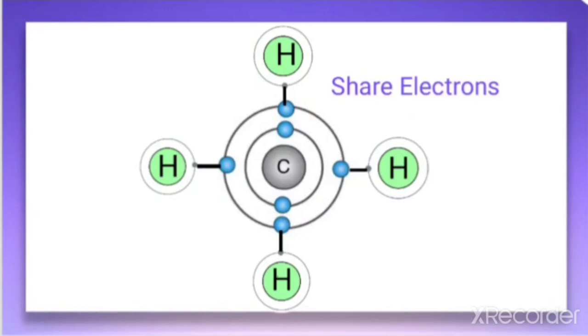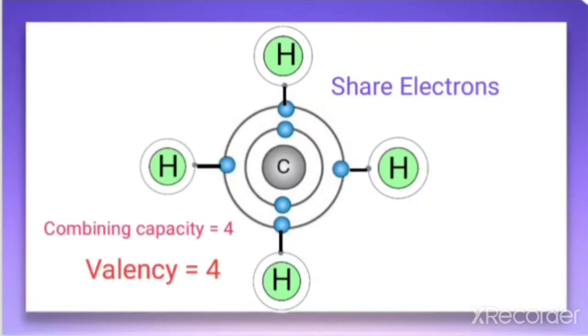So we can say that in this, 4 electrons are shared, therefore its combining capacity is 4 and its valency is 4. So from this it is clear that the valency is the number of electrons lost, the number of electrons gained, or the number of electrons shared.